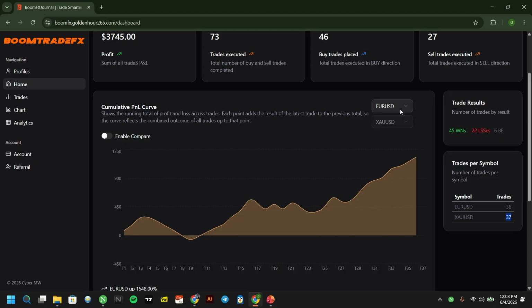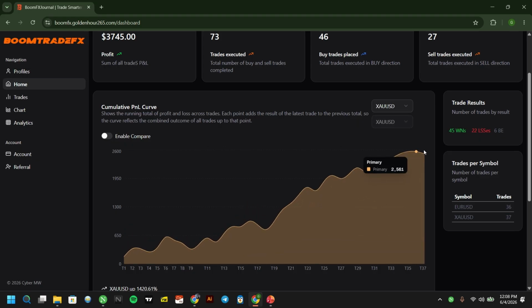And we can also toggle here to focus much on XAU USD. So this is the gold curve. In the same way, we can also click on the enable compare toggle. When we enable this, it means that we'll be able to compare different symbols on the same graph, essentially comparing different cumulative P&Ls of different symbols on the same graph.